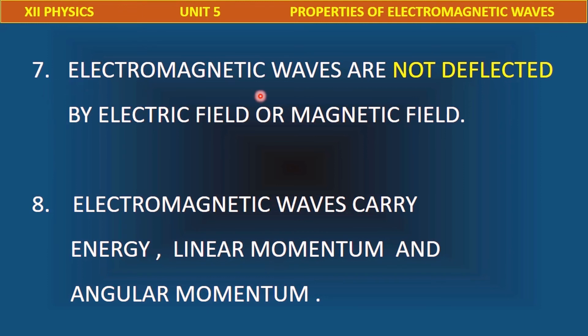Seventh point, electromagnetic waves are not deflected by electric field or magnetic field. Why are they not deflected? Because electromagnetic waves do not have charges. The charges will be oscillating in one place and the electromagnetic waves are just carriers of energy. So electromagnetic waves are not deflected by electric field or magnetic field. Eighth and final point, electromagnetic waves carry energy, linear momentum and angular momentum.